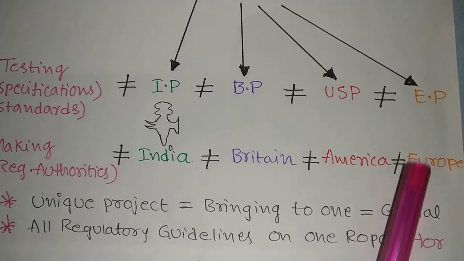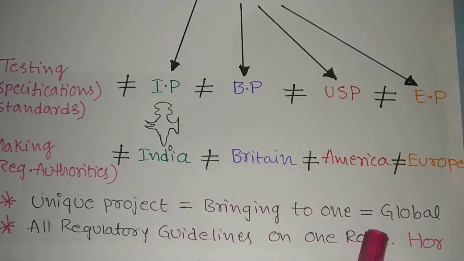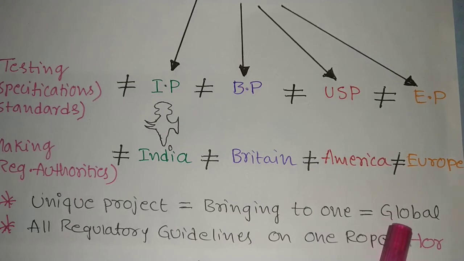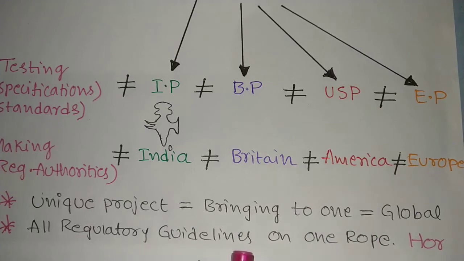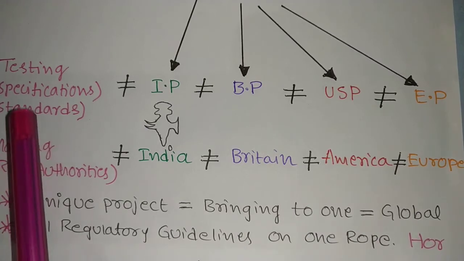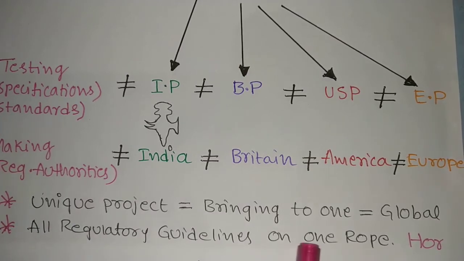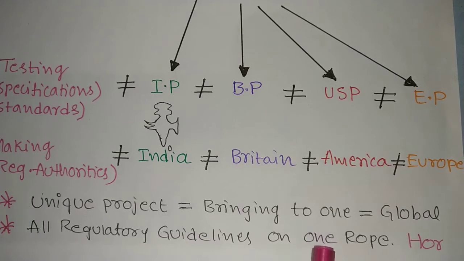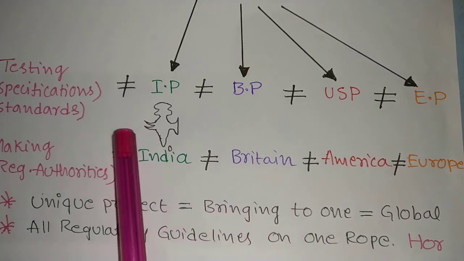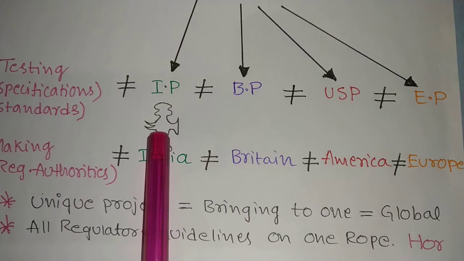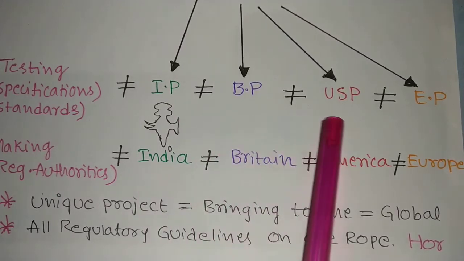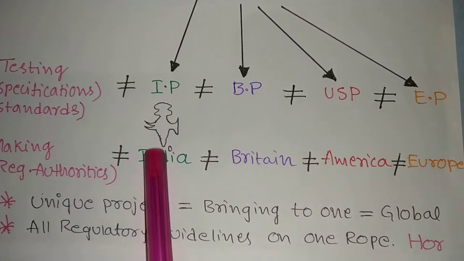Not a national council. All these are national councils, whereas ICH is an international council, and it gives guidelines. All regulatory guidelines, testing guidelines, whatever it may be, all regulatory guidelines on one rope. The entire world will follow only one set of guidelines, that is ICH, so that you can manufacture in India and market in Britain or America or Europe, in any country.